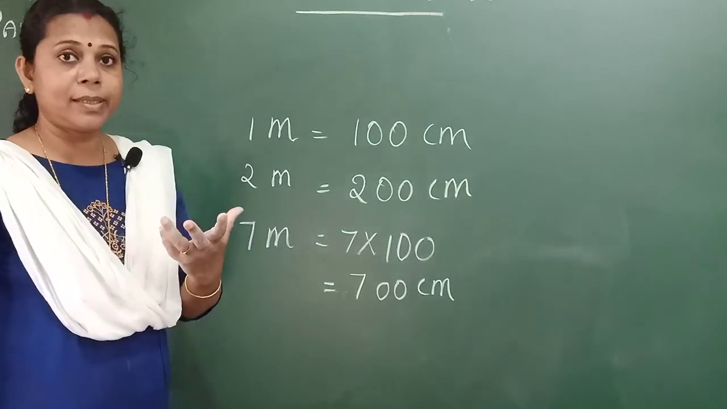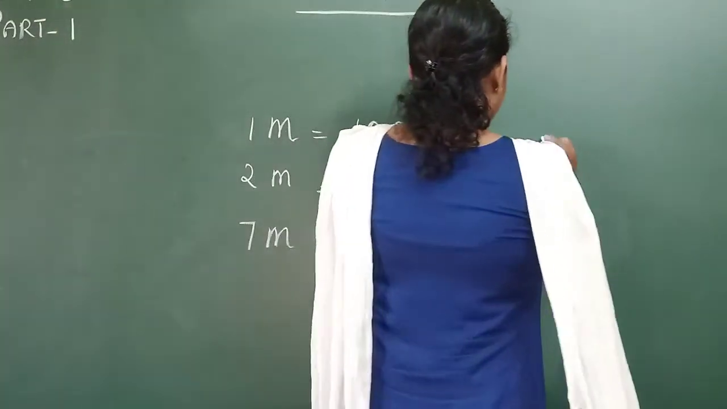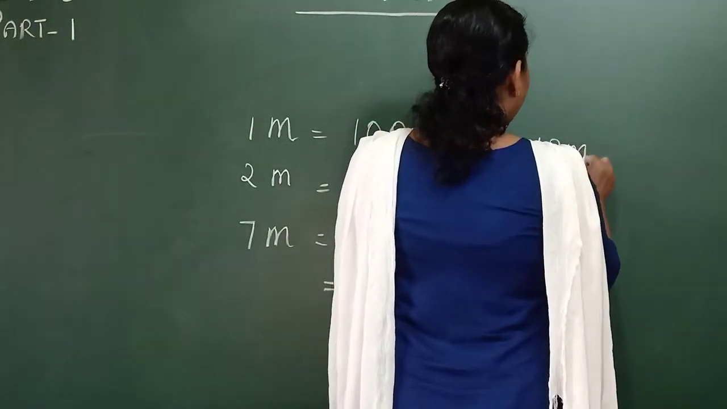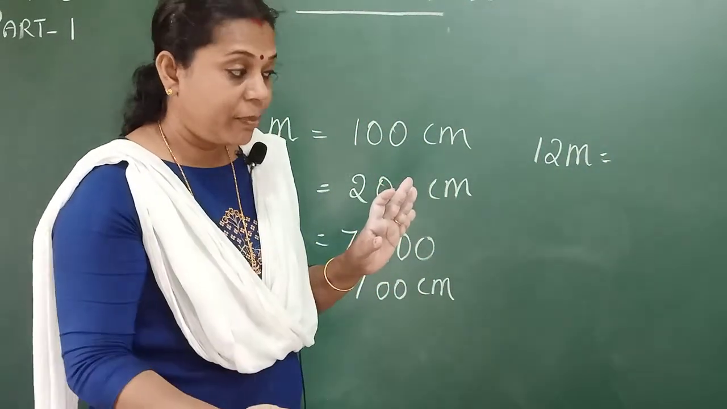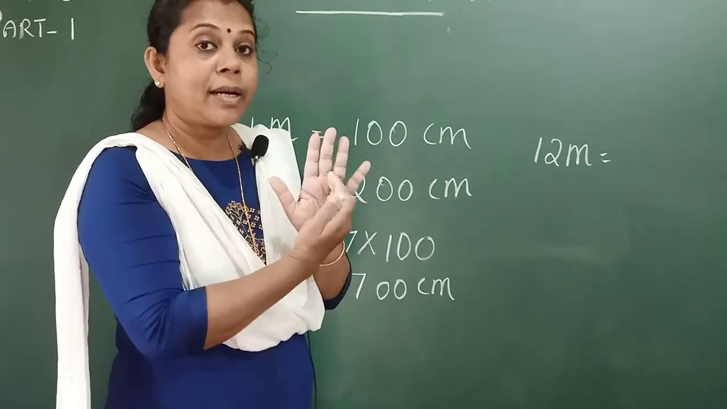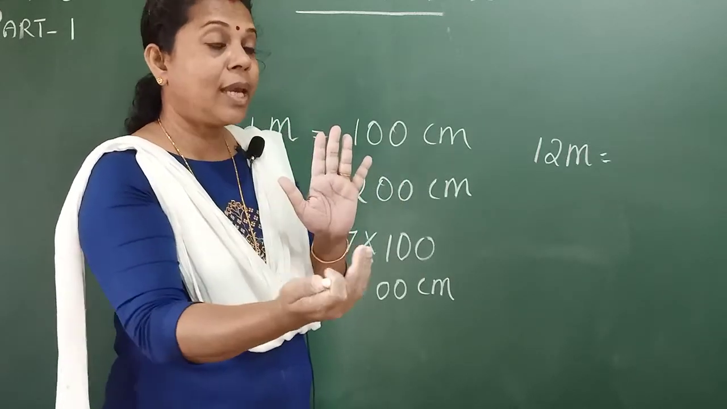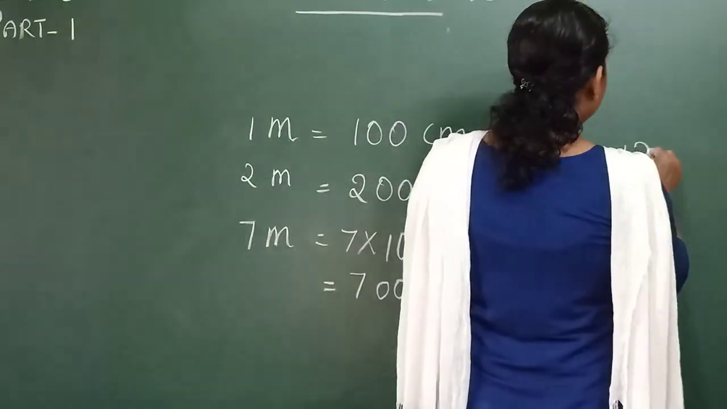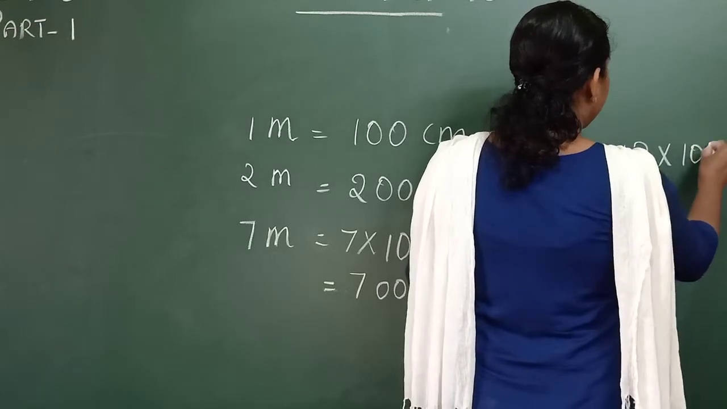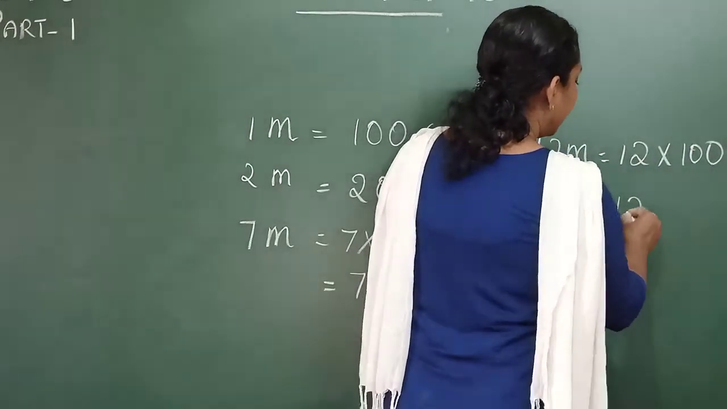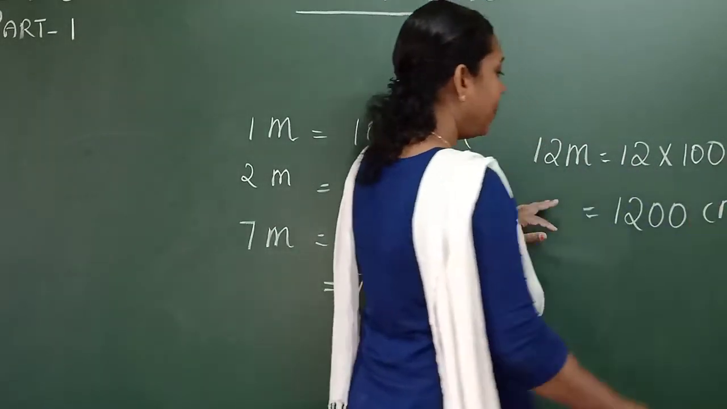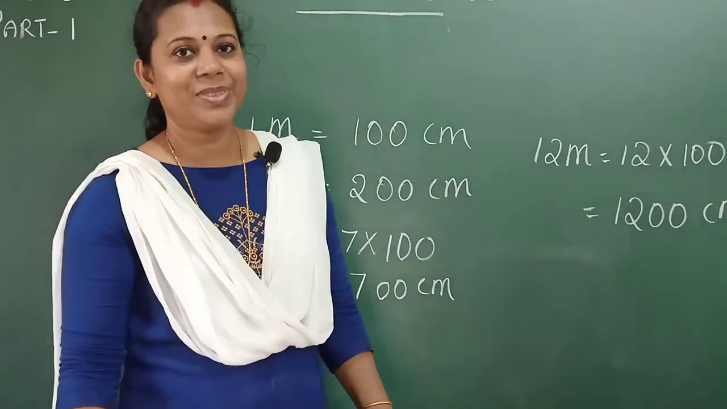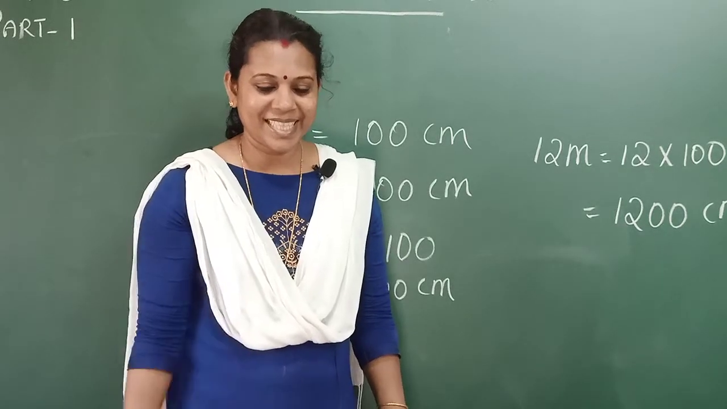What about 12 meter? How to write 12 meters in centimeter? It is 100 plus 100 plus, 12 times, that is 12 into 100. It is 1200 centimeter. Okay.